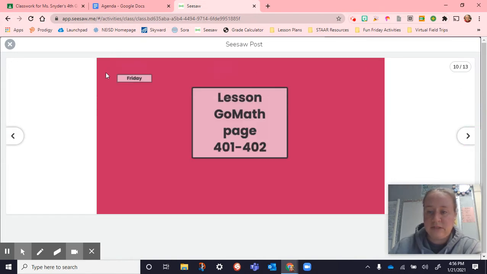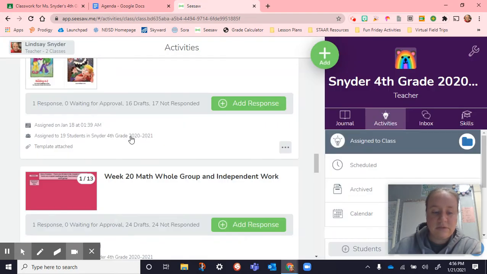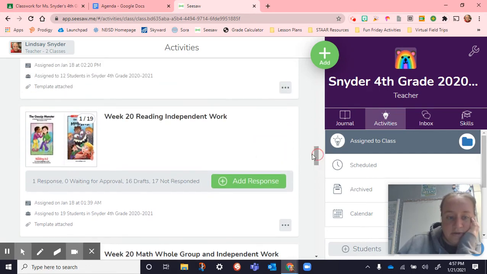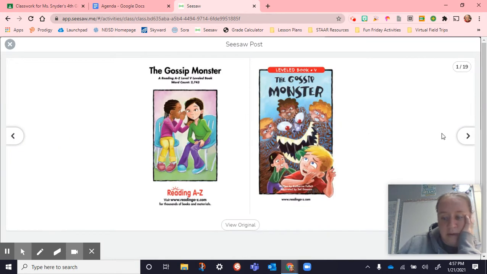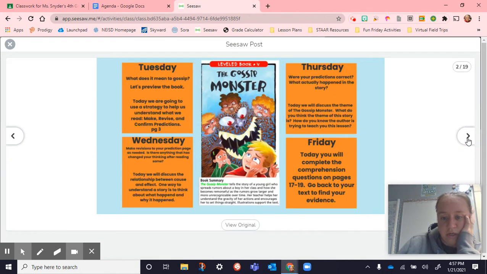And then we stopped here because tomorrow, that one is for Friday. So just those couple pages there. And then, okay, let's go back to reading independent. So if you are in the Gossip Monster, you should be wrapping up. You should have your story recorded and read.